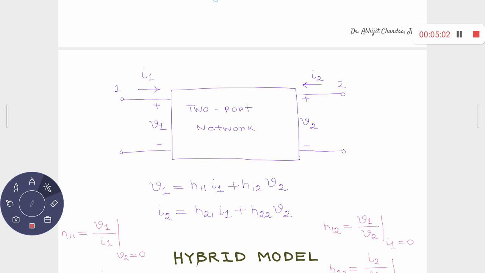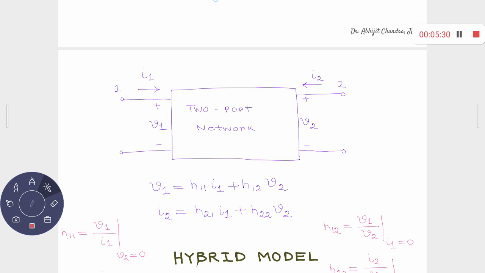I1 is the port 1 current, V2 is the voltage at port 2, and I2 is the positive current at port 2. So now what we can visualize, whenever we visualize this particular two port network as a combination of V and I, then one of the voltages is considered independent, and one of the currents is considered an independent one.